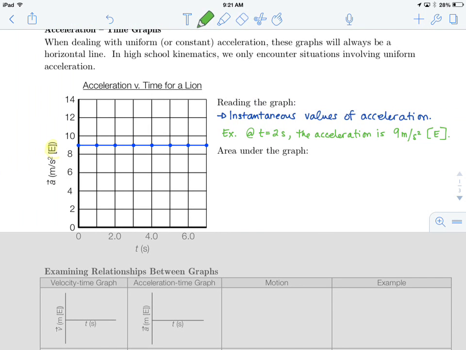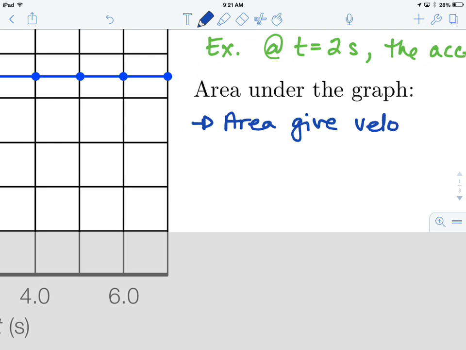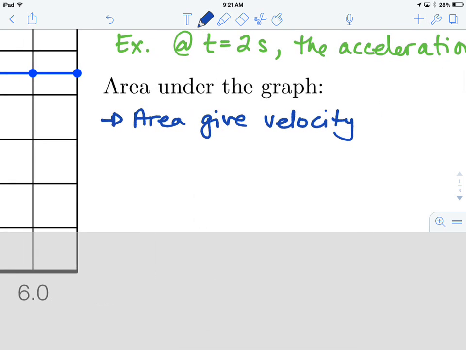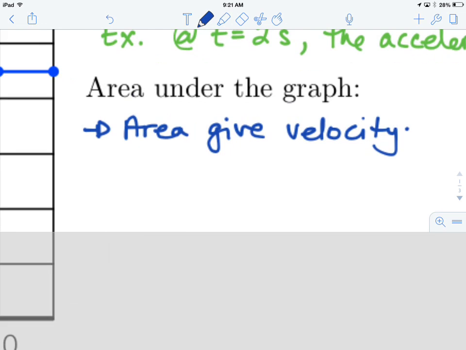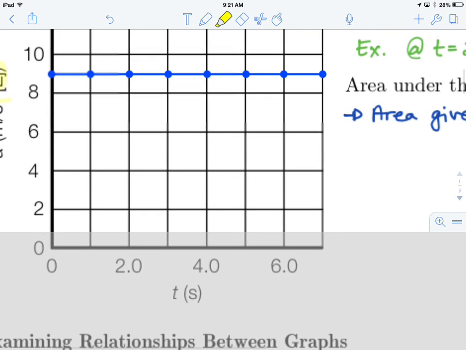Okay, a little bit more interesting perhaps is the area underneath. Area here gives velocity. Okay, so this is important that the area tells us information about velocity. And so let's take, for example, the first 4 seconds. So what velocity are we talking about? Well, we're going to look at the first 4 seconds, 1, 2, 3, 4, and this is then the area that we're talking about.